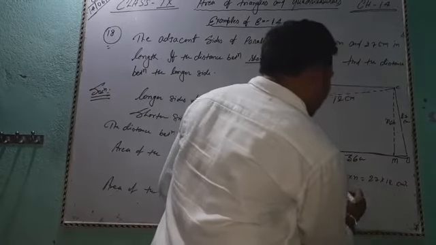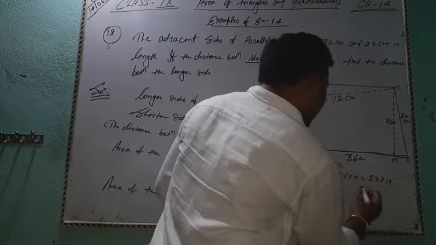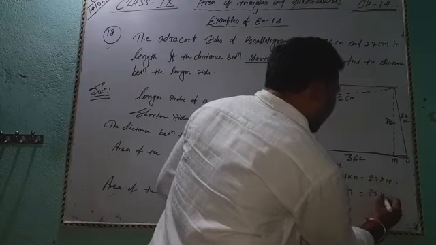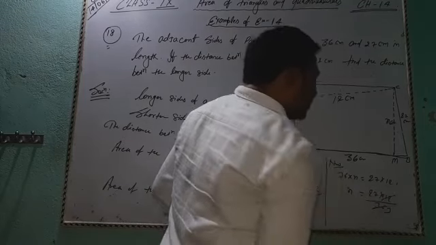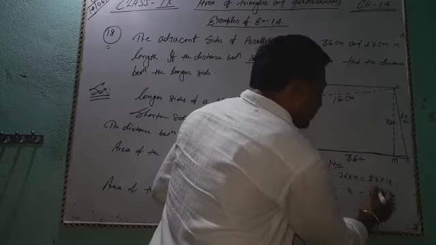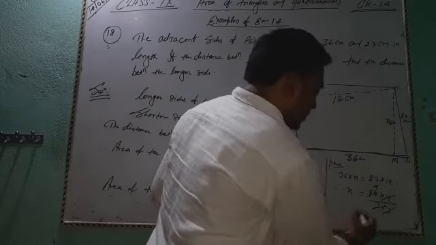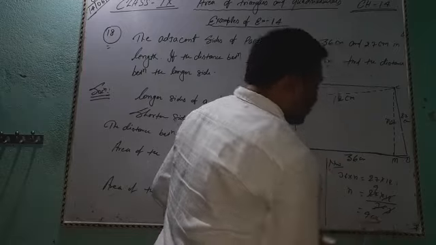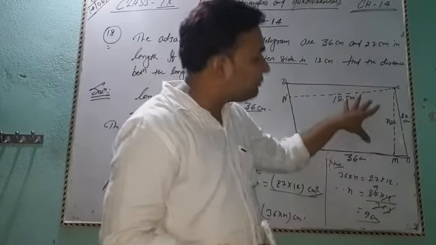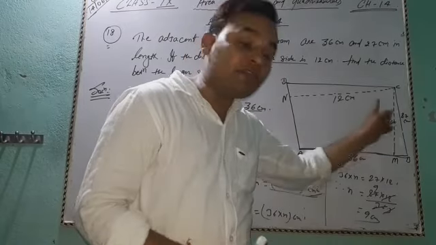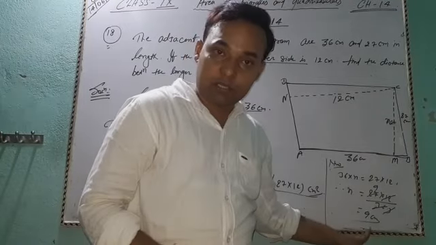Okay, so x equal to 27 multiply 12 divided by 36. 12 3s are 36 and 3 9s are 27. Equal to 9 centimeter. Hence the distance between the longer sides of a parallelogram ABCD equal to 9 centimeter. Okay.